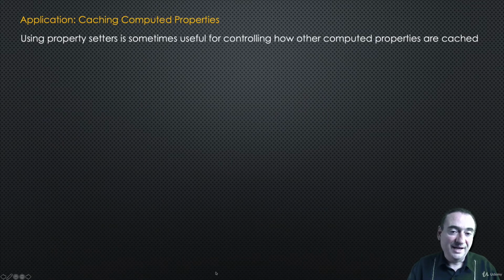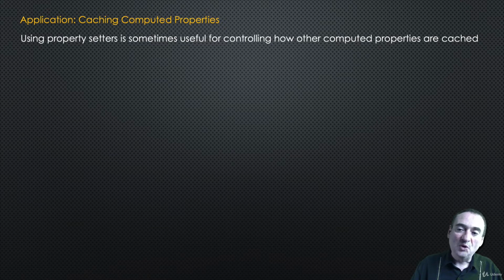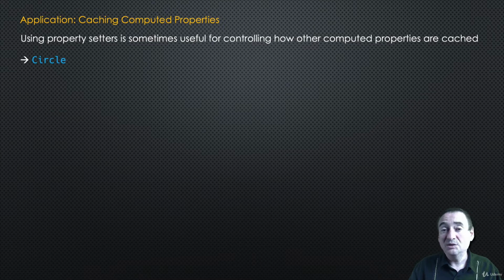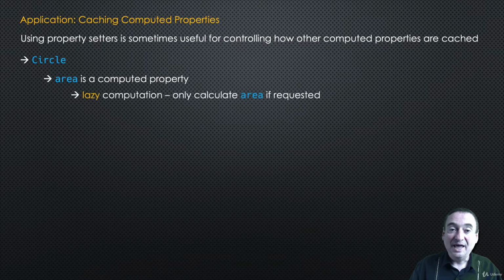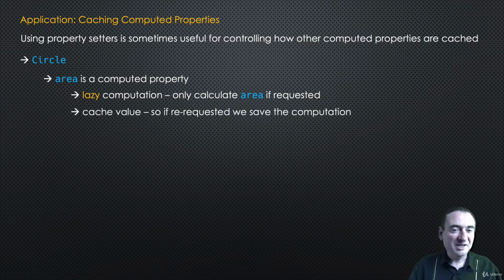So now we can take this one step further. Using property setters is sometimes useful for controlling how other computed properties are cached. So let's look at our circle class again. Now the area was a computed property. And in fact, it was a lazy computation because we only calculate the area when it's requested. The problem is that every time we ask for the area, it's going to have to recalculate it. So it would be nice if we could cache the value. So if it's re-requested, we can use that cached value so we can save the computation time.